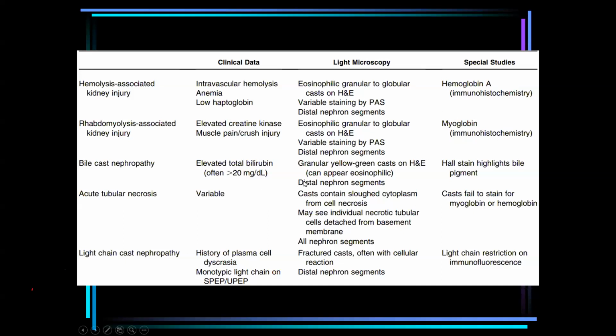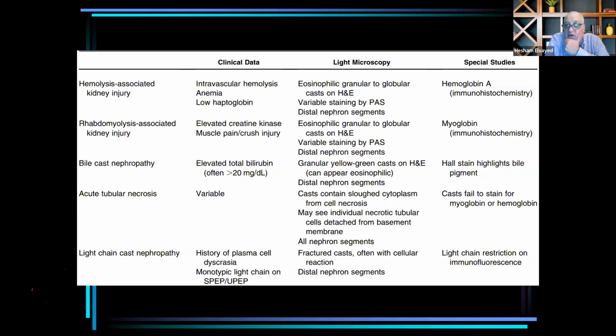Also, another important remark here, please don't forget the name of this special stain. It is called Hall stain. This is a stain specific for staining the bile cast. Sometimes you cannot diagnose bile cast nephropathy in pathology except if we stain with this stain. I am not sure if this is available routinely. It is not done routinely.